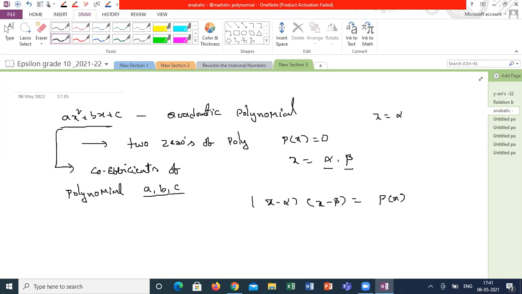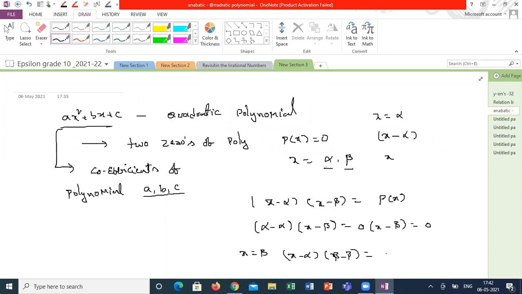Because if I am substituting x equal to alpha, that means x minus alpha is a factor, which we will discuss next. As of now, just say x minus alpha into x minus beta. When I substitute x equal to alpha, I get alpha minus alpha into x minus beta, which is 0 into x minus beta, equal to 0. If I substitute x equal to beta, I get x minus alpha into beta minus beta, which is x minus alpha into 0, that will be 0. Then I can say x minus alpha into x minus beta represents the polynomial.